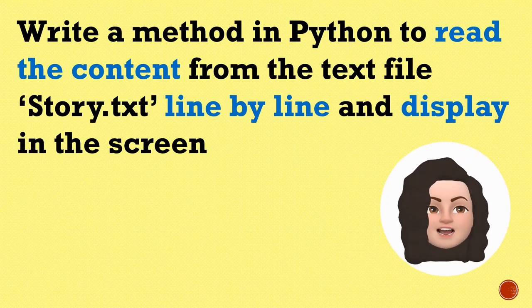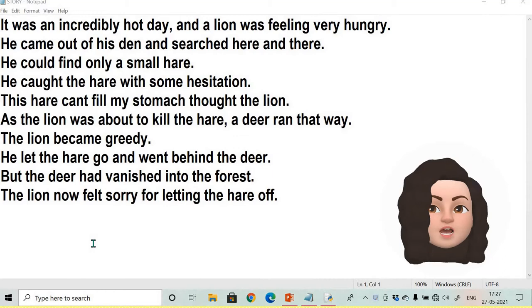First question, write a method in Python to read the content of the text file story.txt line by line, and you have to display it on the screen. So you have to write a method. What is a method? A function. So you have to write a user defined function. It is not necessary to write a program. You have to write only a function to read the content of the text file story.txt. The name of the file is given and you have to read line by line and then display on the screen. So this is your story.txt, your text file, which you have to read line by line and display the content also.